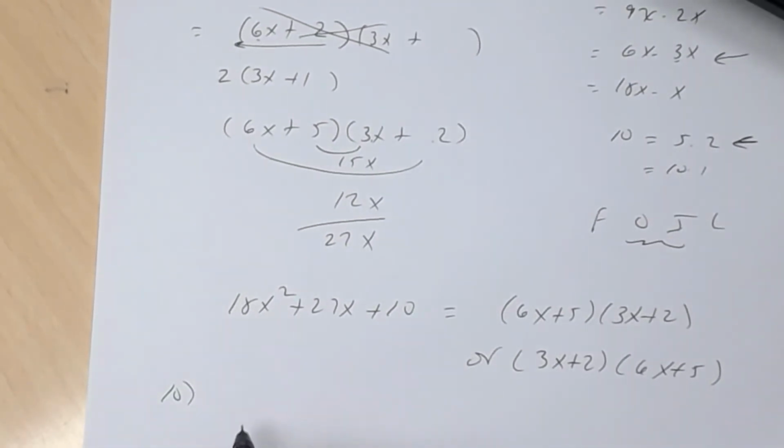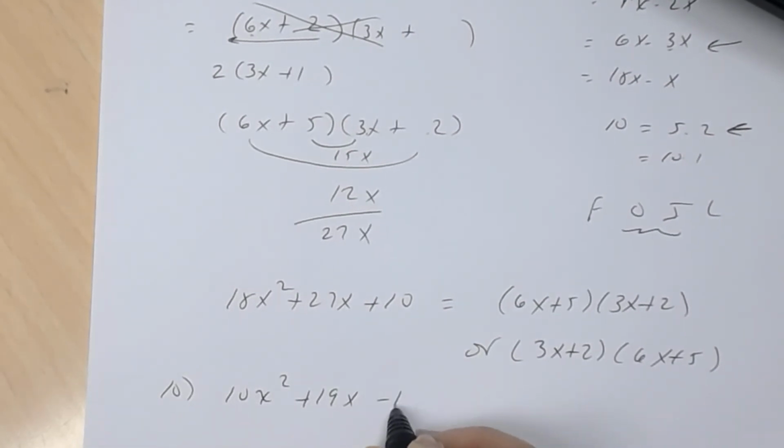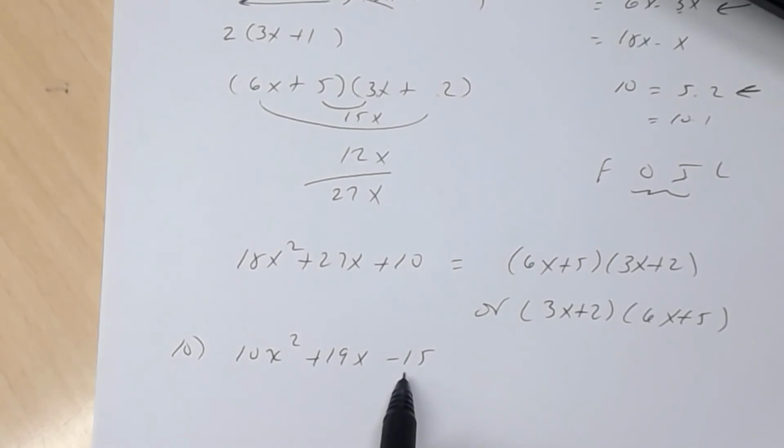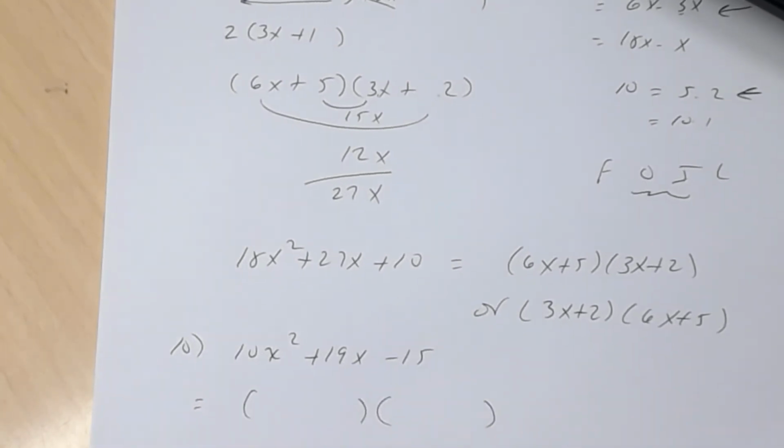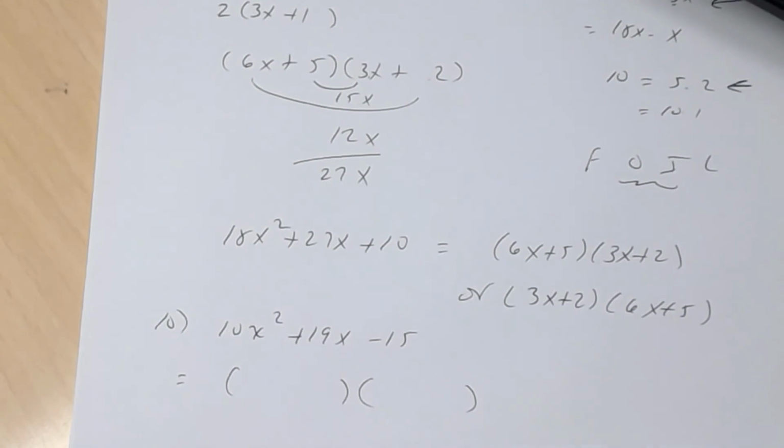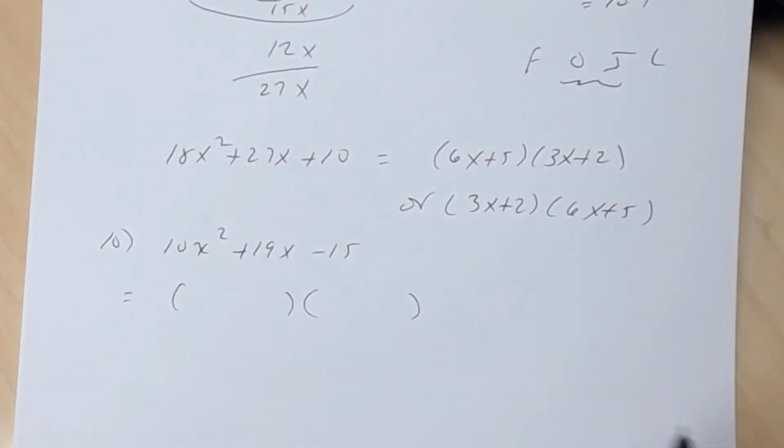Number 10, suppose we had 10x squared plus 19x minus 15. All right, so we have this trinomial. It's in descending order. The last sign's negative, so that's a little bit more challenging. The coefficient of x squared is not prime, so again, it's more challenging. All right, so let's go and try some factors out. We're going to do trial and error. If it doesn't work, we'll try something else.